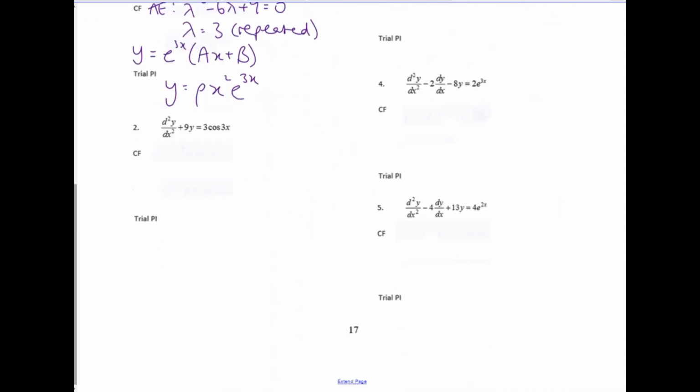Number 2, down here, so complementary function, we've got lambda squared plus 9 equals 0. So this gives us lambda equals plus or minus 3i, complex roots for this one. So our complementary function is of the form e to the real part, which is 0 in this case. So it's e to the 0, so there's actually none of that. And then a cos 3x plus b sine 3x.